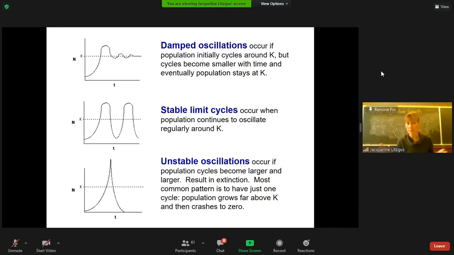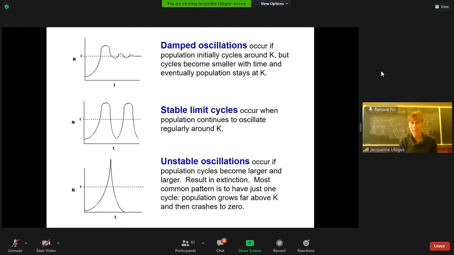So there are a few ways that this can happen and how it can look. The first one there on the top is damped oscillations, okay? This occurs if the population initially cycles around its carrying capacity, but the cycles become smaller and smaller, and eventually the population just flattens out to stay at its K value.